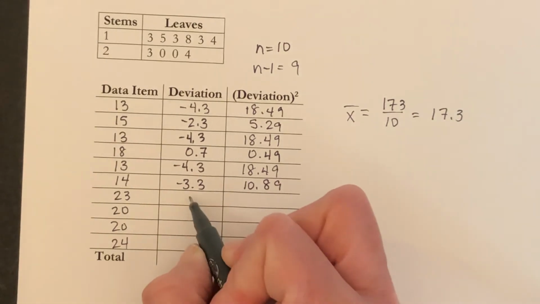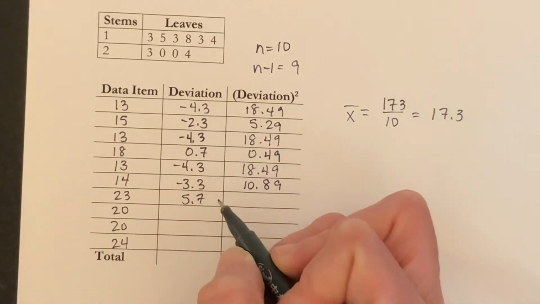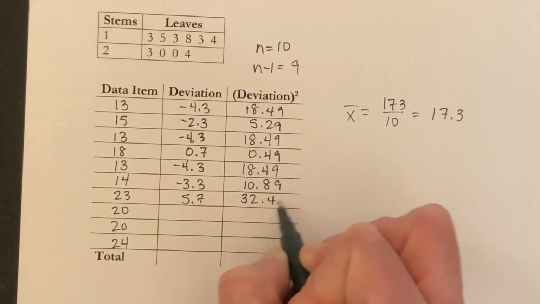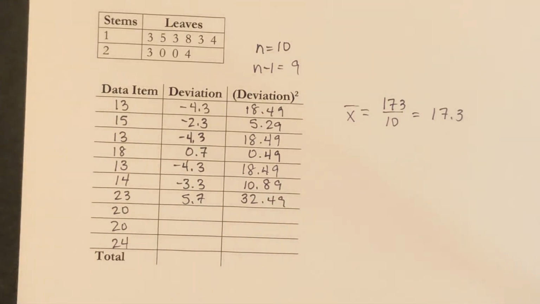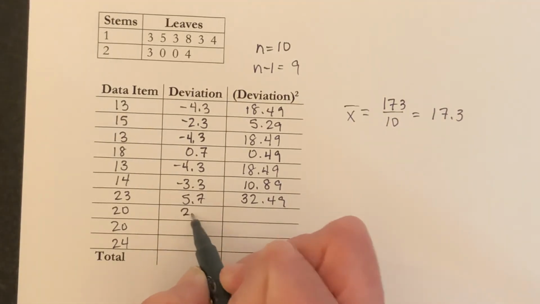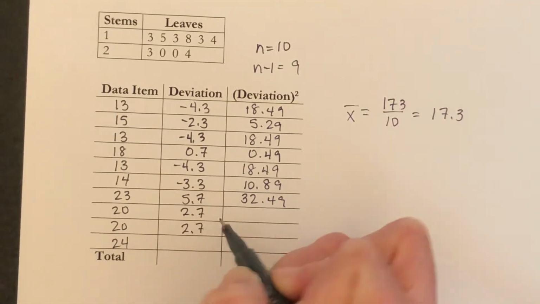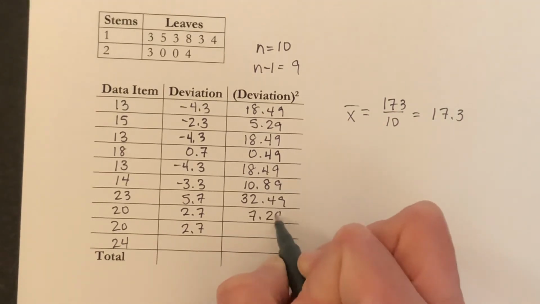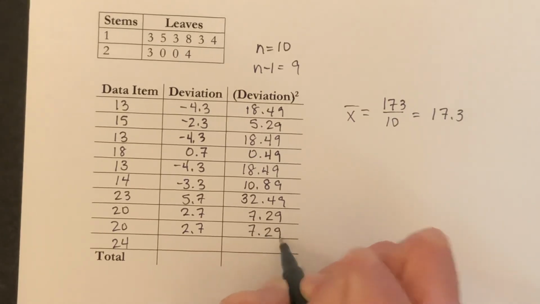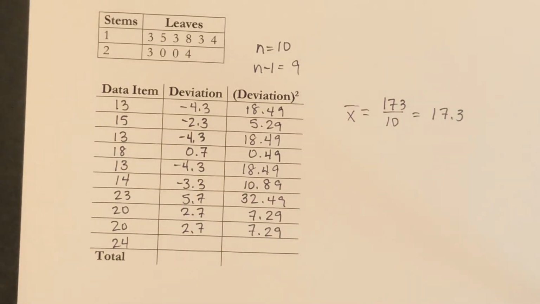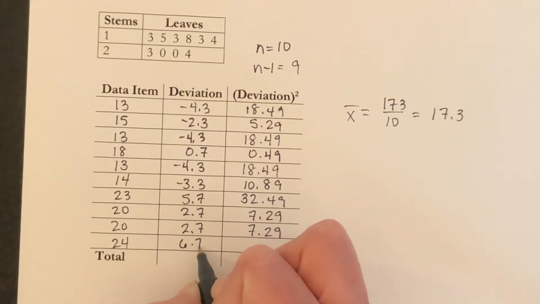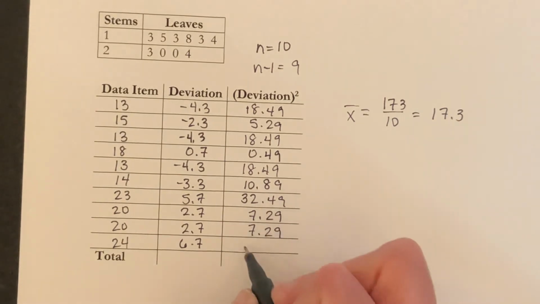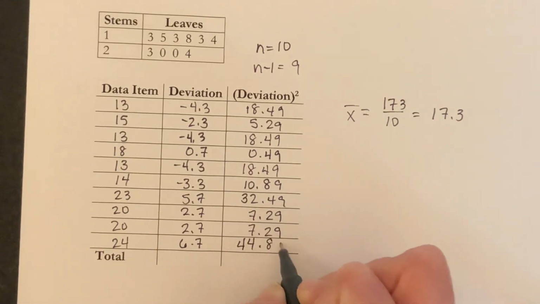23 minus the mean is 5.7. And if you square that, you get 32.49. 20 minus the mean is 2.7. If you square that, you get 7.29. And then finally 24 minus the mean, and you get 6.7. And square that, you get 44.89.